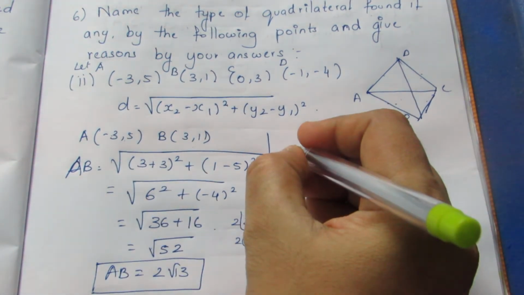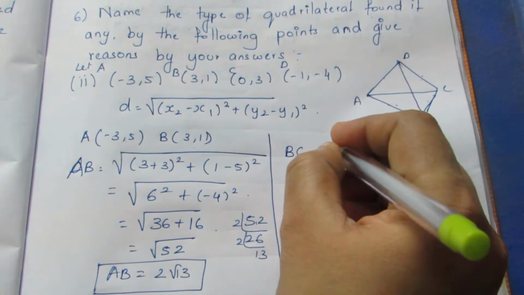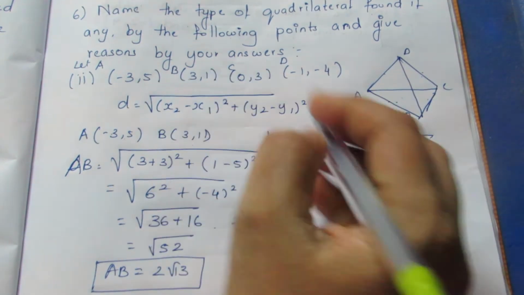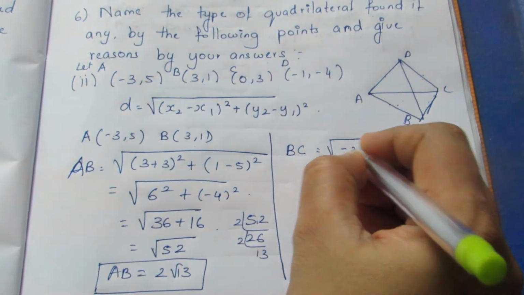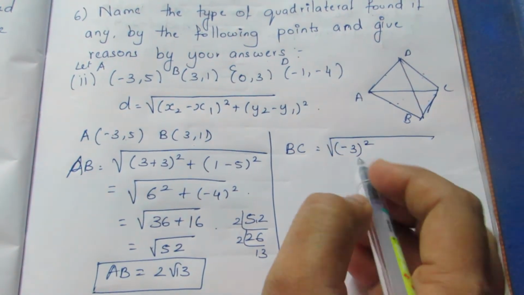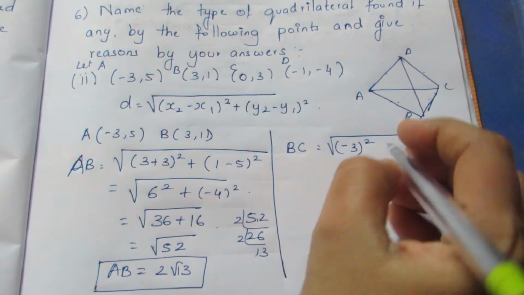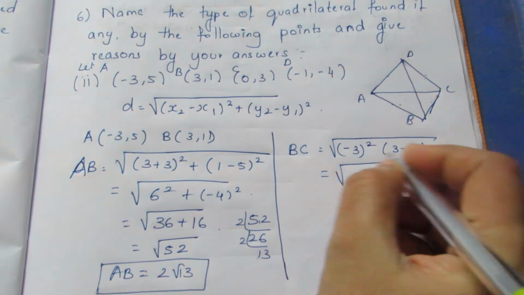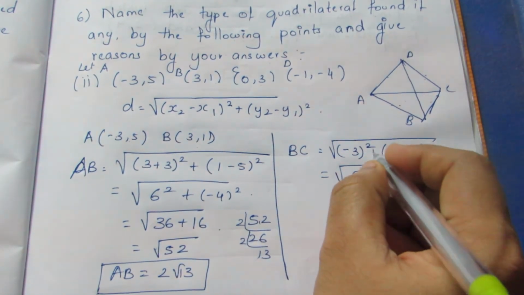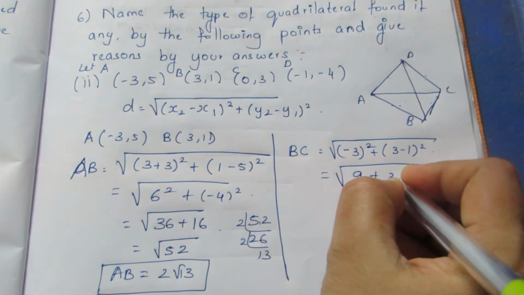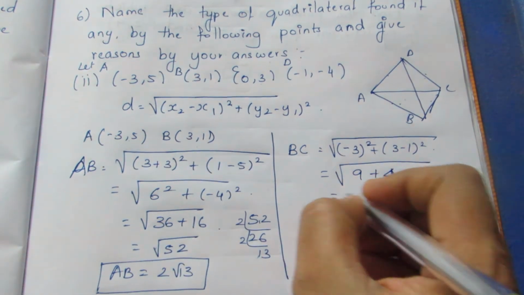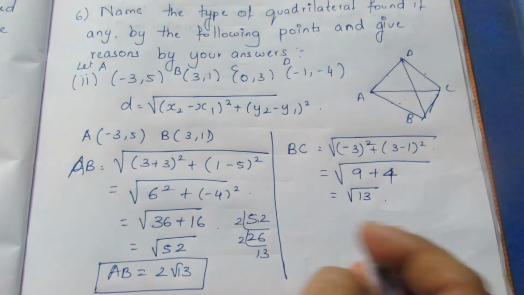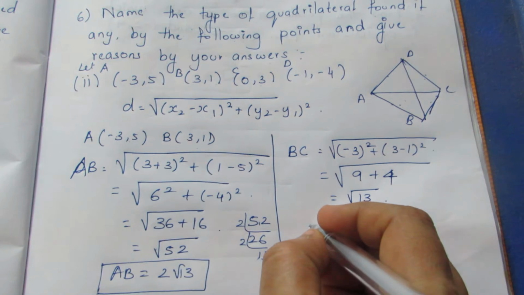Similarly, we will find BC. BC is equal to the root of x2 minus x1 the whole square, that is 0 minus 3 the whole square. You can write that as minus 3 square. Here 3 minus 1 the whole square. This becomes 3 square, which is 9, plus 2 square, which is 4. This becomes root 13.